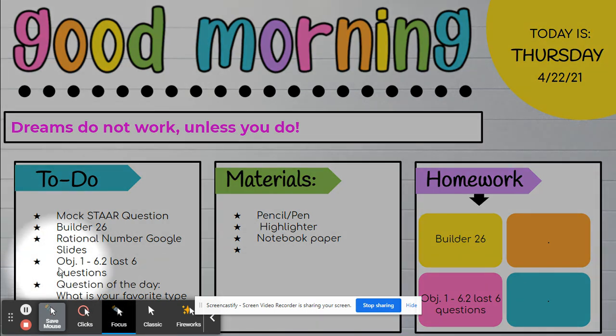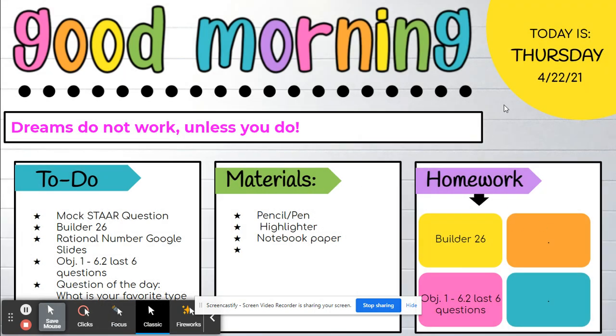And for your homework tonight, what we did in class was Objective 1, 6.2, that packet that we did yesterday. We're doing the last 6 questions. We did the first 6 questions yesterday. The last 6 questions are for homework, and you'll put those answers into your Google Form.